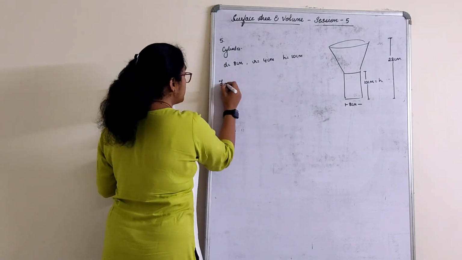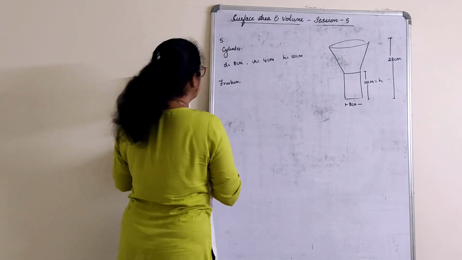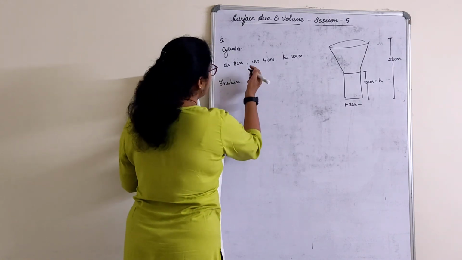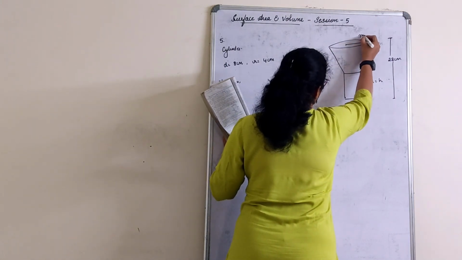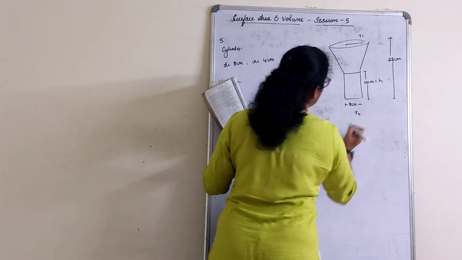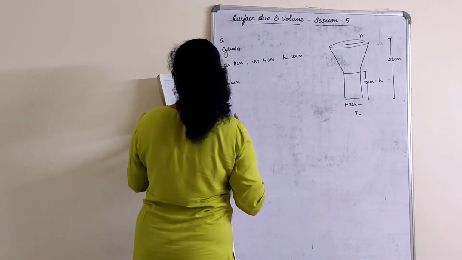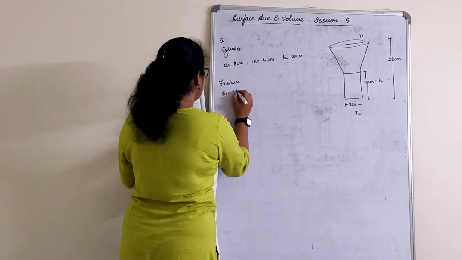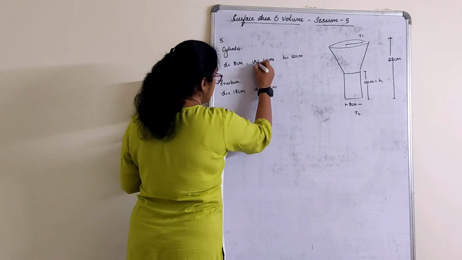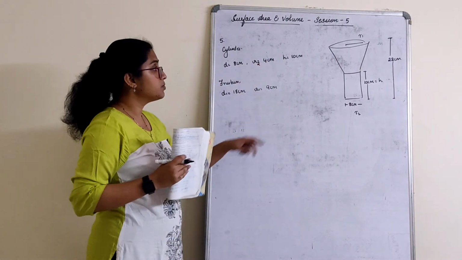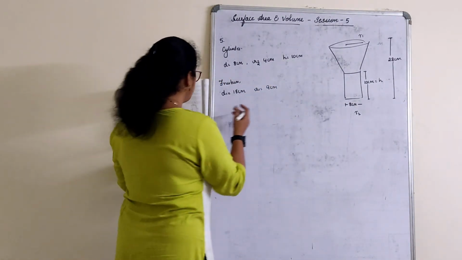Come to the frustum now. In the frustum part, I will consider this as R1. So this will be R2. They have given the diameter of the frustum of the top funnel part as 18 centimeter. Therefore R1 is equal to 9 centimeter. This is R2, because this will share the same radius with that. Right? So I'll consider that as R2.